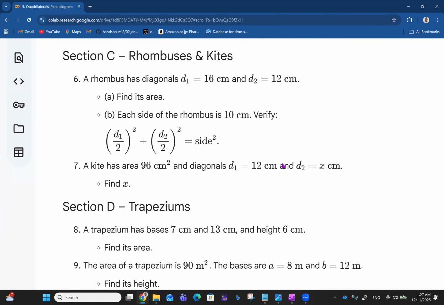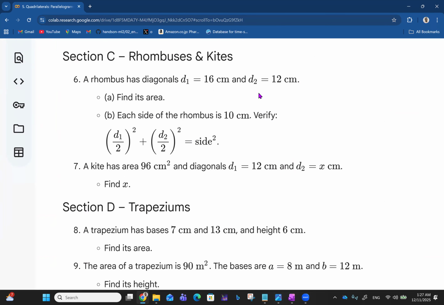So we have a rhombus with diagonals D1, that's 16, and D2, that's 12. Find its area. That's simply 16 times 12 divided by 2. That's 8 times 12, which is 96. Each side of the rhombus is 10 cm. Verify that (D1 over 2) squared plus (D2 over 2) squared is equal to side squared. Fine.